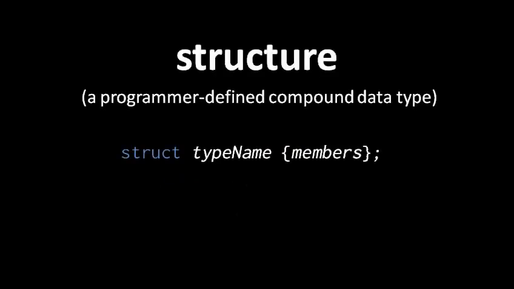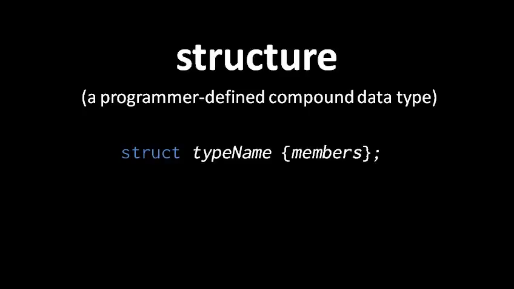In C, a structure is a data type which you, the programmer, define yourself. And you create such a data type by composing it out of existing data types. To define a structure, we declare it starting with the struct keyword, and then we pick a name for this type we are defining, and then in curly braces we list the members, the data types which make up our struct type, and then we end with a semicolon.